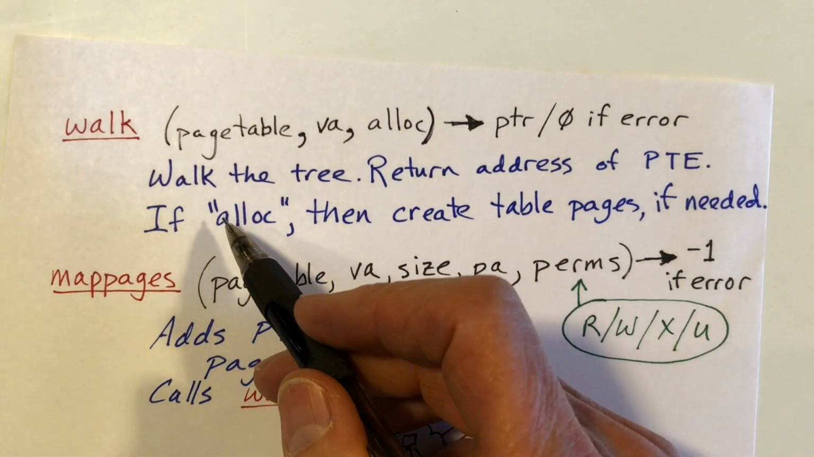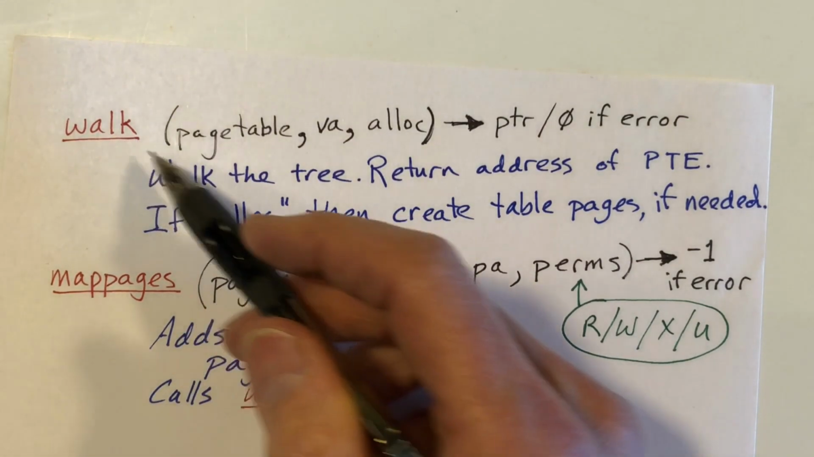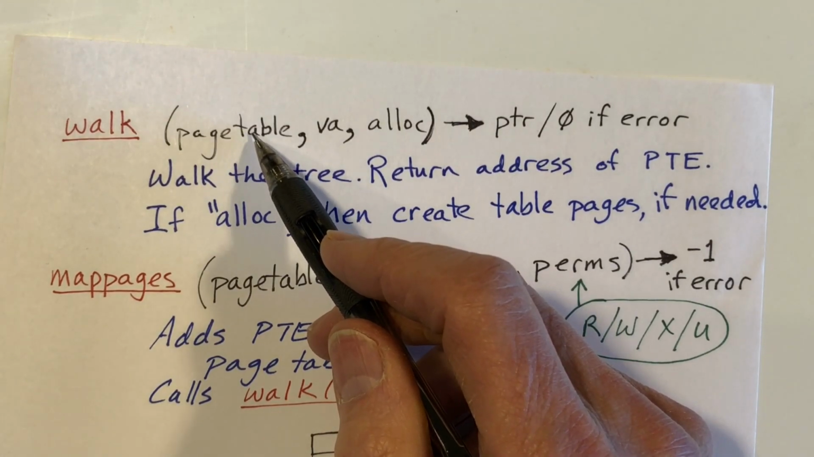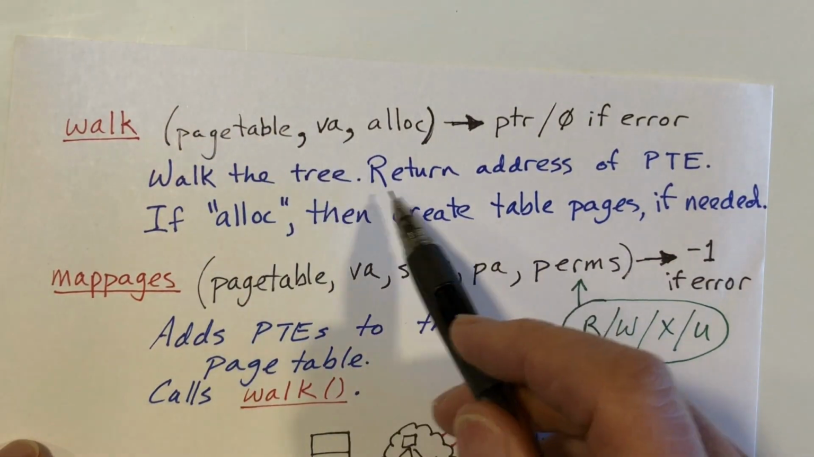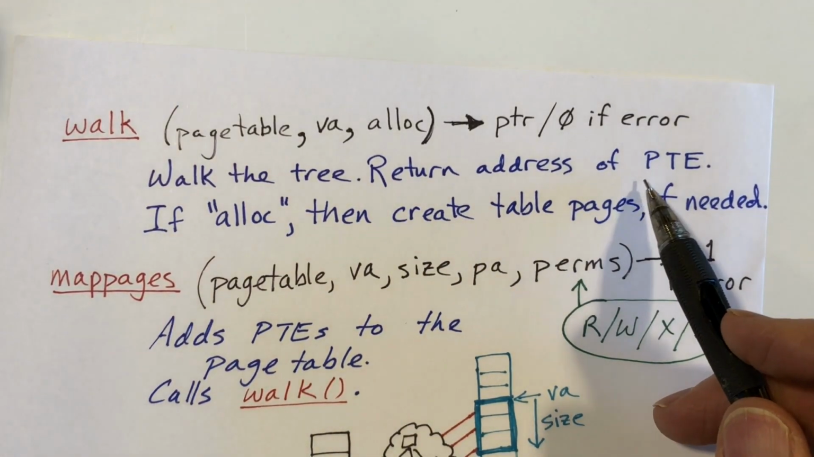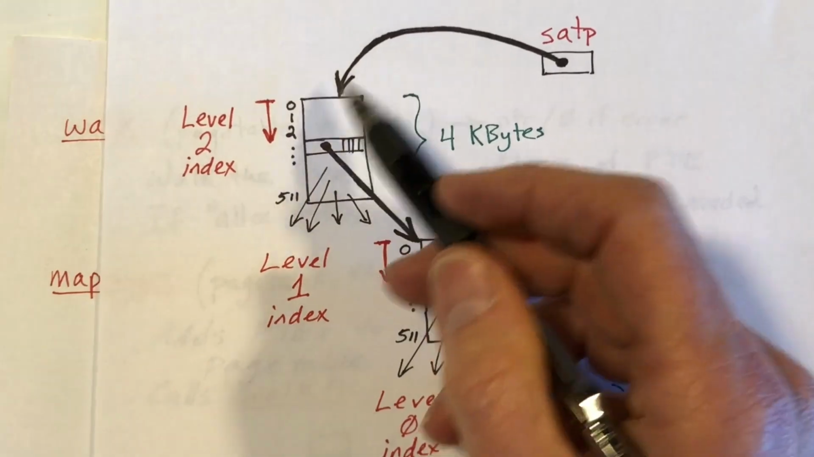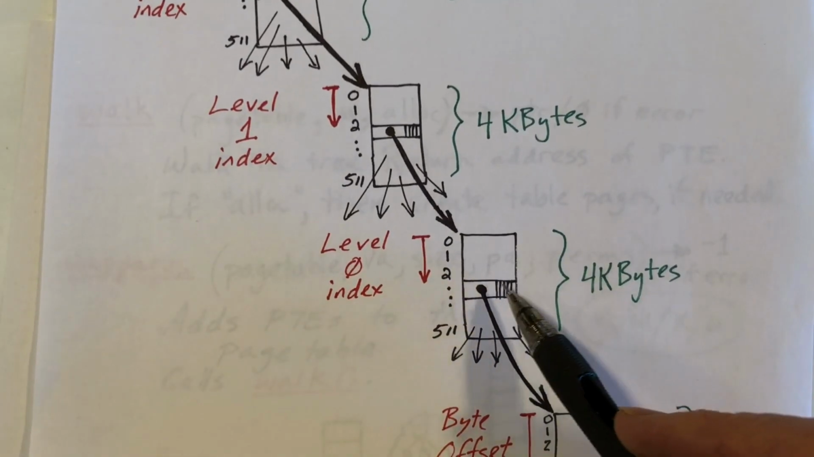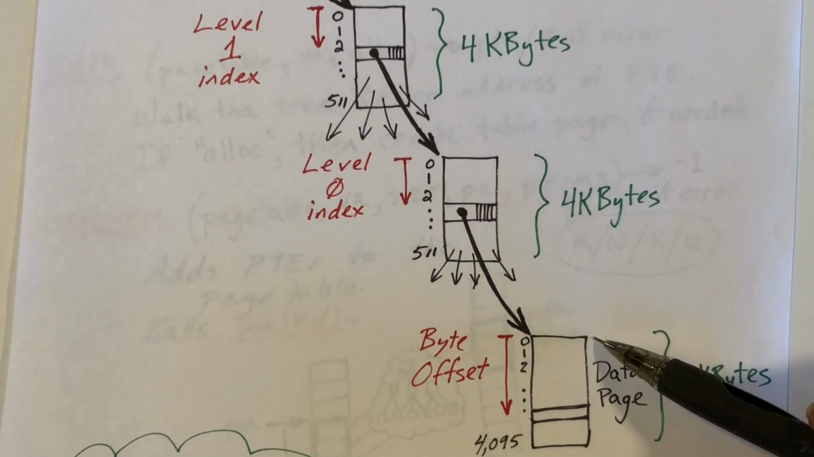Okay, now let's go through the various functions, and we'll start with the walk function. Walk is passed a page table, or more precisely, a pointer to the root node of a page table, and a virtual address. It will walk the tree, and it will return the address of the page table entry that points to the data page. In other words, it's going to be passed a pointer to the root, and it's going to walk down the tree and return a pointer to the page table entry that points to the data page.